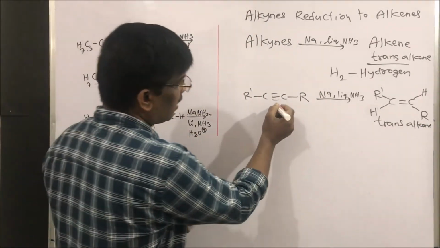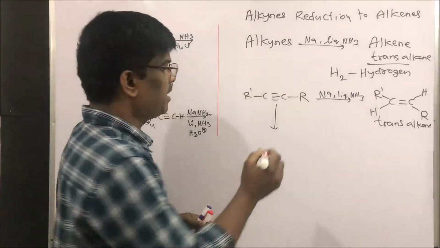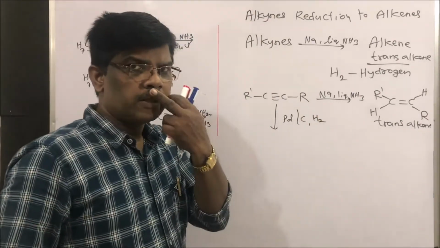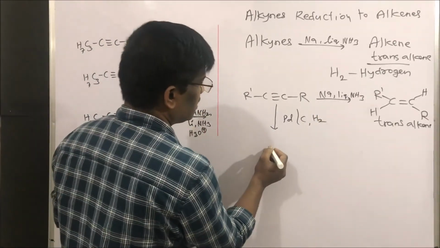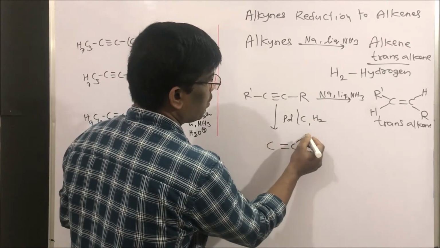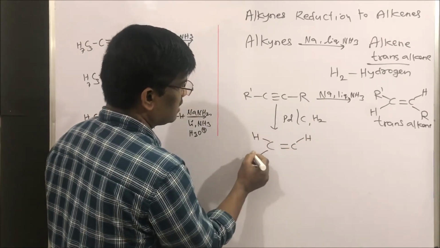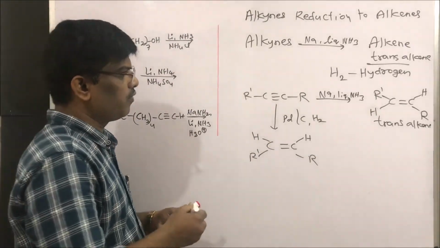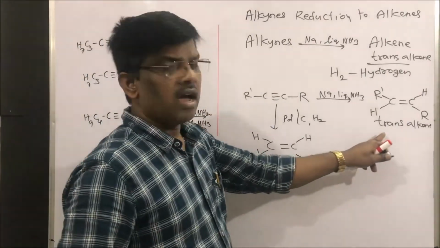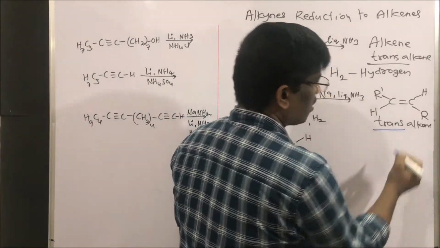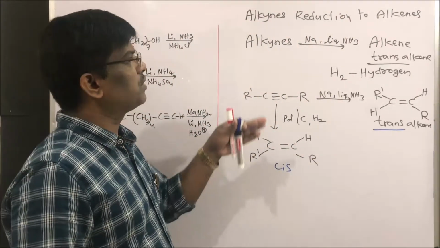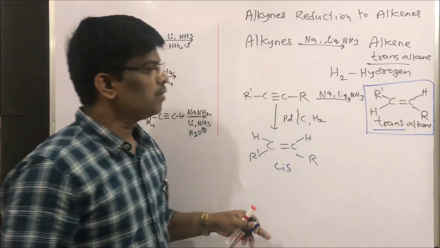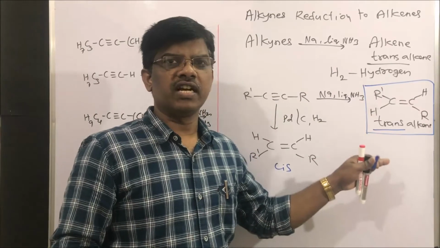If this alkyne is reduced by the general method, that is palladium on carbon using hydrogen gas, what will we get? Cis addition. We will get the cis compound. This is the cis addition. But in Birch reduction, we are going to get trans alkene. This is one of the best methods to prepare trans alkene. Trans alkenes can be prepared using the Birch reduction method.